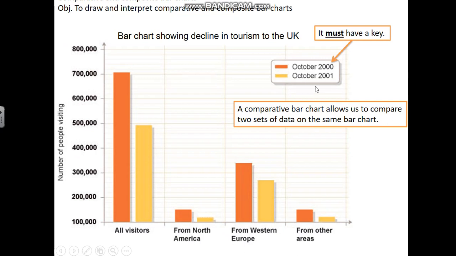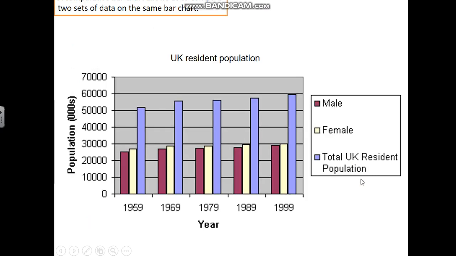All comparative bar charts must have a key, so we know which colour bar represents which set of data. Sometimes that might be labelled underneath, but it should be really clear which bar represents which set of data. Okay, let's have a look at another one.